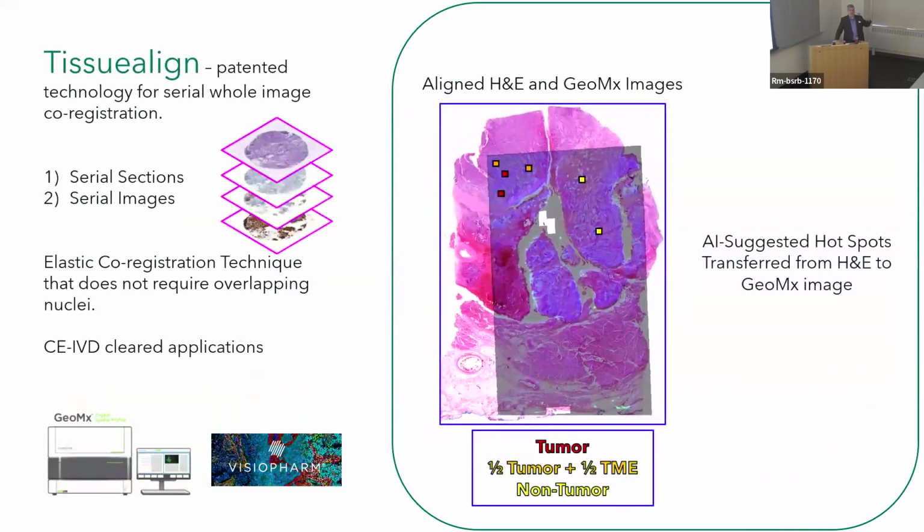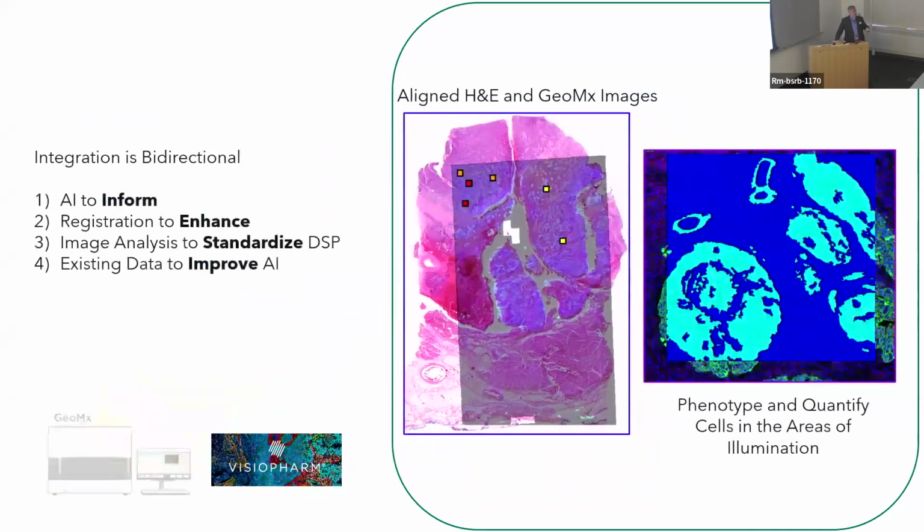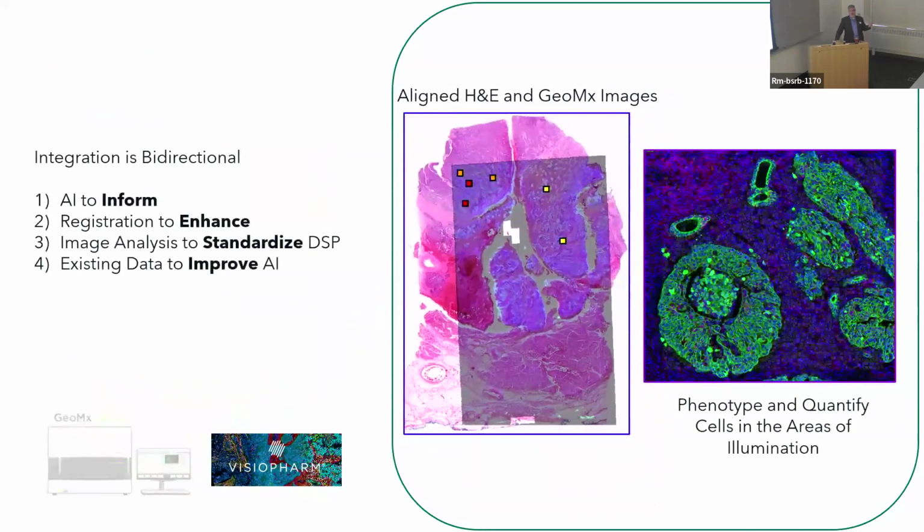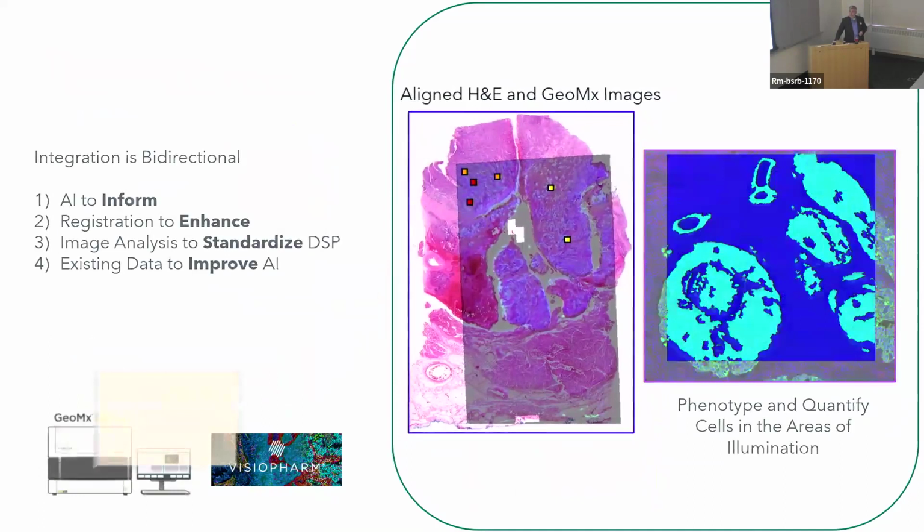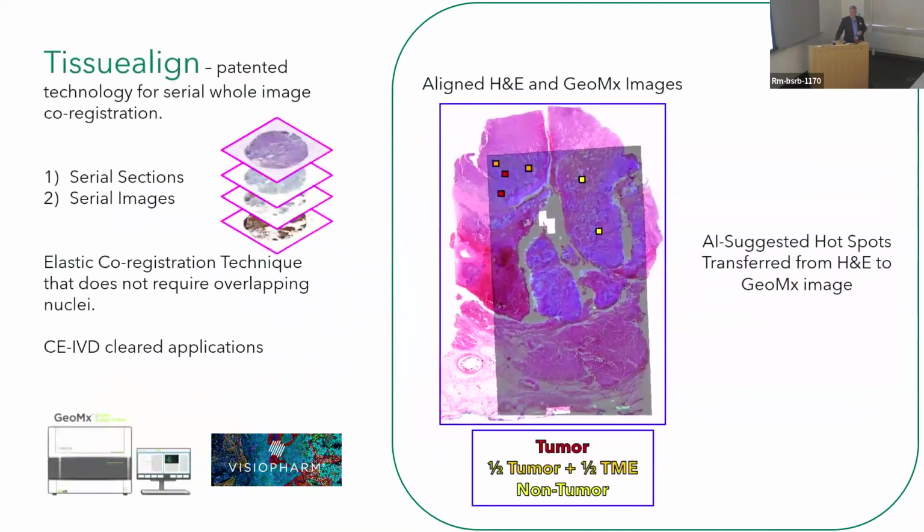So this co-registration technology is something I'm going to share with you a little bit later. Our co-registration is an elastic technique. It doesn't require the nuclei to overlap. It's using serial sections. If you have serial images or serial stained images, it will also work there because you do have that overlap. And there's a lot of other really cool applications that we can talk about offline when it comes to being able to co-register information from different imaging modalities.